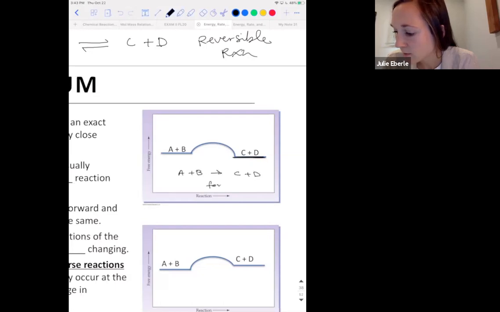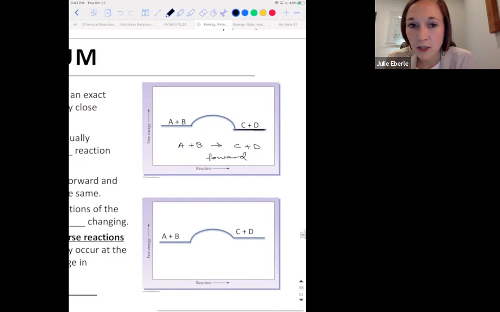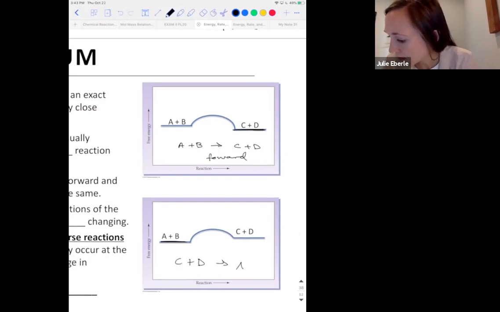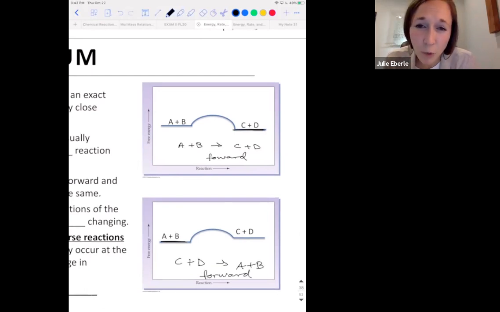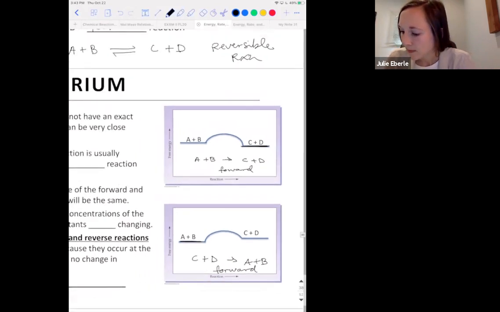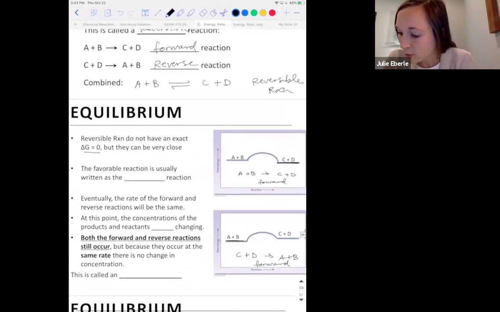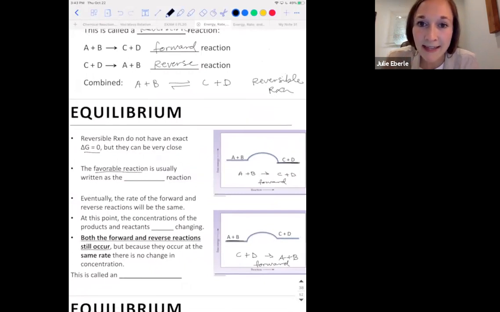But if you look at the reaction down below, A and B are more stable. They have a lower amount of energy. So the forward reaction here would be that C plus D make A plus B. That would be considered forward. That's the way nature is going to want to tend to go. So we say the more favorable reaction, the making of the things that are lower in energy, we write as the forward reaction.